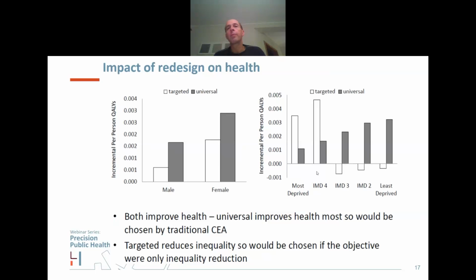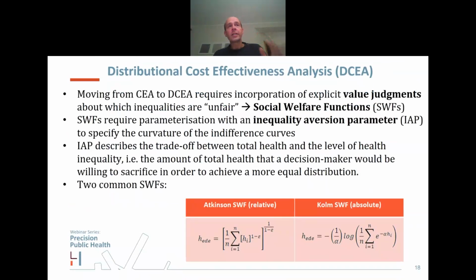But then if we break that up by socioeconomic groups, we see a reversal there. We obviously see the targeted approach being more effective in the lower socioeconomic groups, but not in the higher ones. Of course, they can't because they weren't targeted there. So if reducing inequality was the sole policy target, then the targeted approach would be chosen. But of course, it's about both.